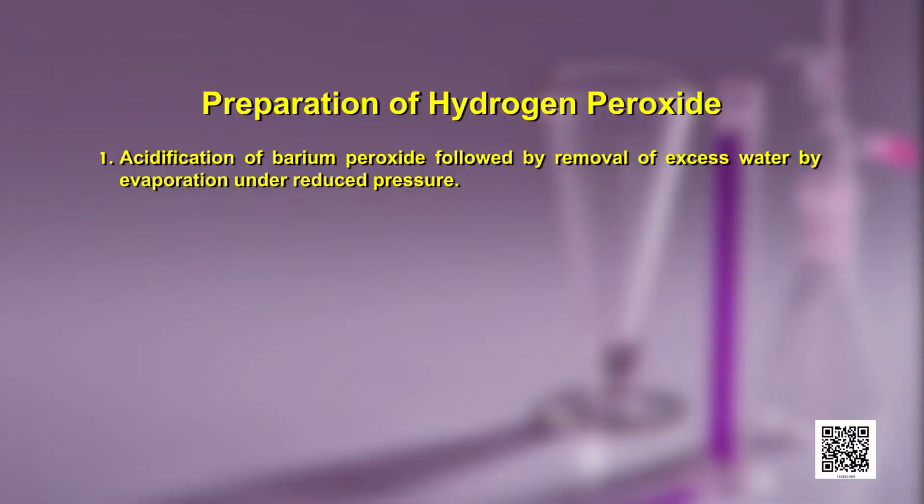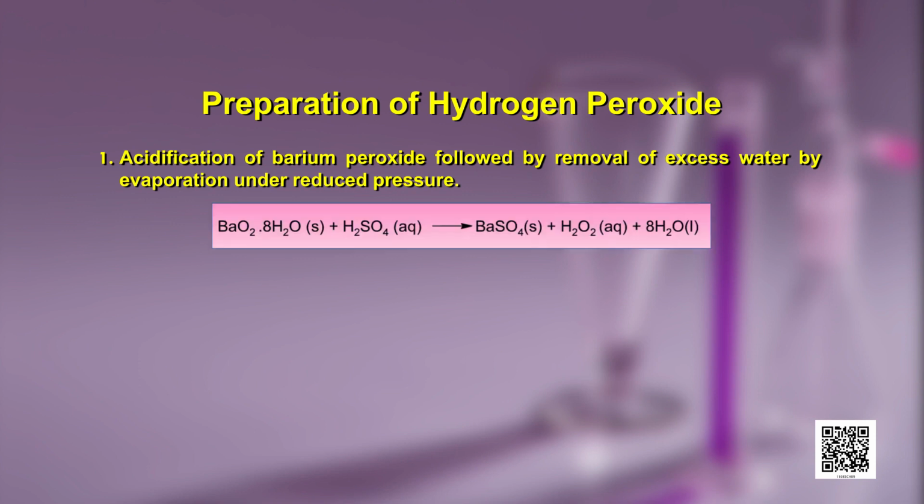First method is acidification of barium peroxide followed by removal of excess water by evaporation under reduced pressure, and it has been shown by the chemical equation here. You can see that hydrogen peroxide has formed from barium peroxide.